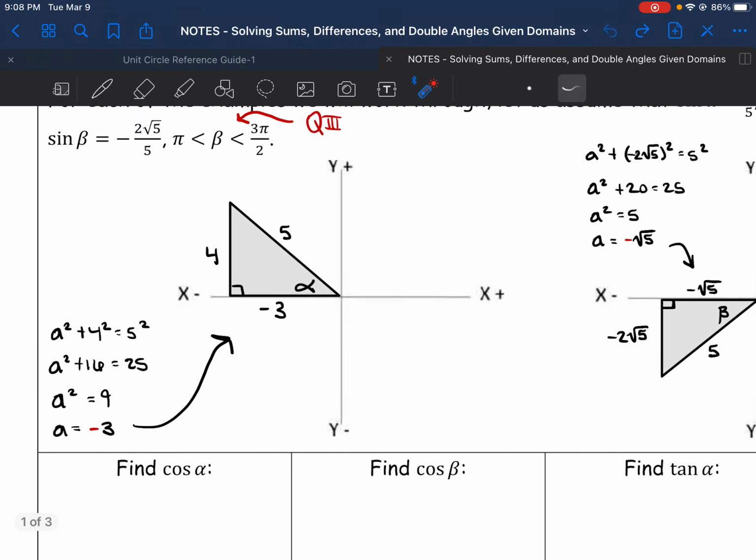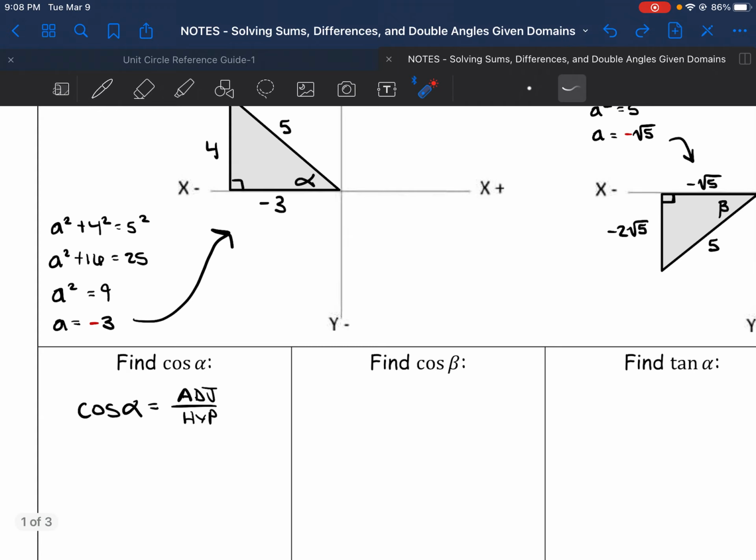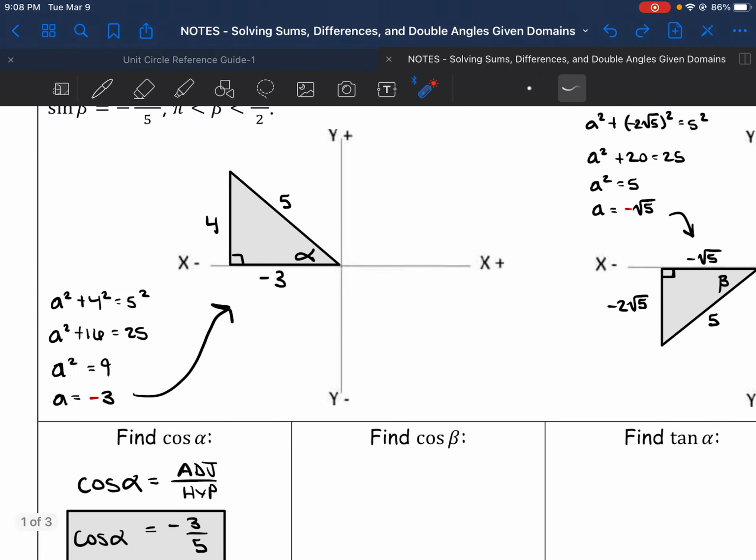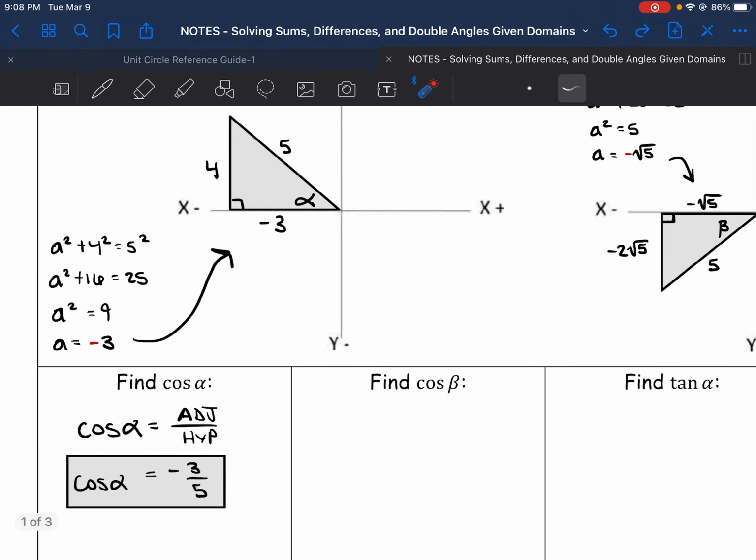Well, we know cosine is adjacent divided by hypotenuse. And since we're looking at alpha, we're looking at this triangle here, because that's where angle alpha is. So adjacent over hypotenuse, adjacent to alpha, is negative 3. Hypotenuse is 5. So the cosine of alpha is negative 3/5.